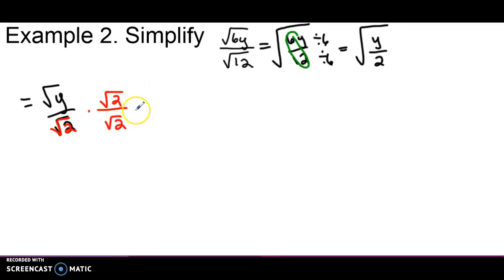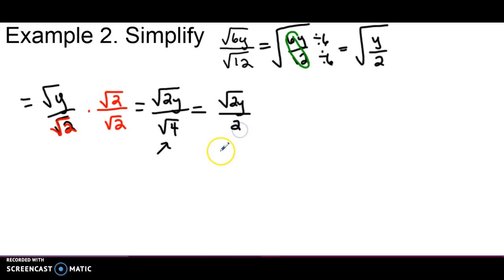What that's going to do, on the top I multiply my radicands 2 and y to get the square root of 2y over the square root of 2 times the square root of 2, which is the square root of 4. Well, the square root of 4, that's a perfect square, so we can go ahead and simplify that. The top will stay the same as square root 2y over the square root of 4, which is 2. This is my final answer.